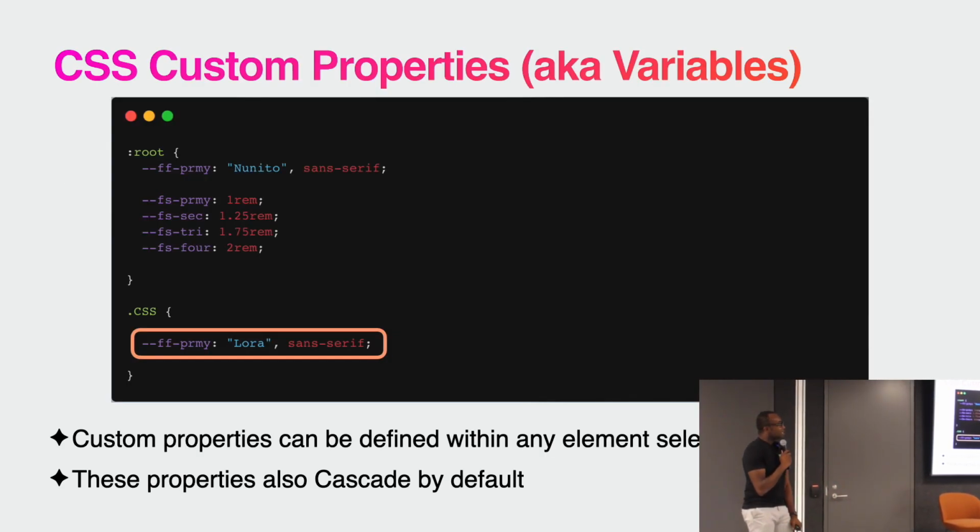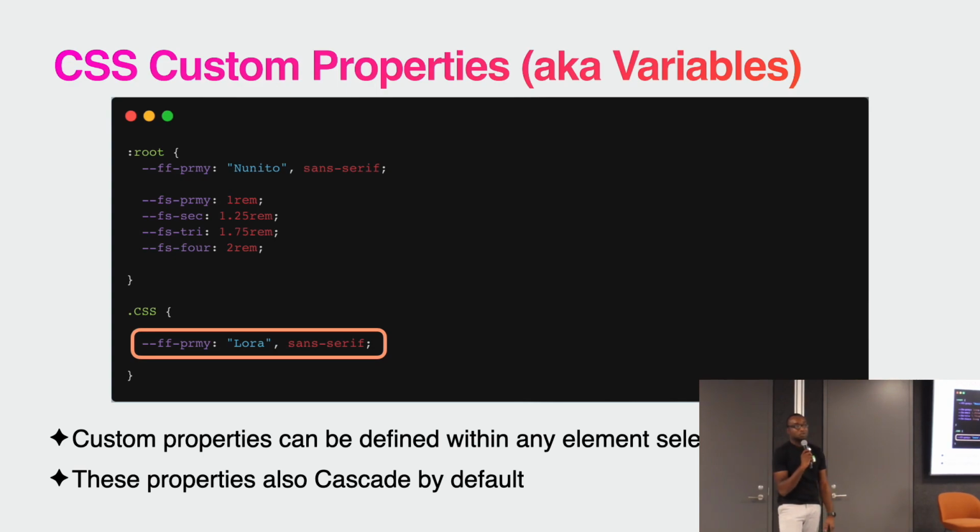Why do we say this? It's because with CSS variables or CSS custom properties, we can actually define them within any single selector we want. In the previous slides, and even in this slide as well, you can see that we're defining them within the root, but we're also defining it within the selector.